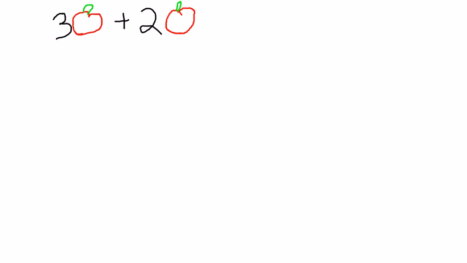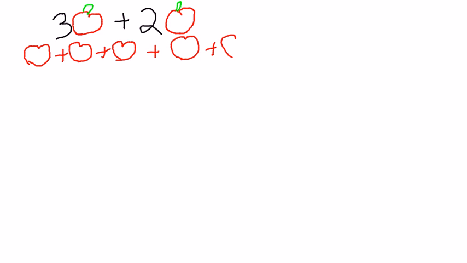Well, I think we can agree that 3 apples can be rewritten as 1 apple, plus another apple, plus another apple. And 2 apples can be rewritten as 1 apple, plus another apple. Well, I now have 1, 2, 3, 4, 5. I have 5 apples.